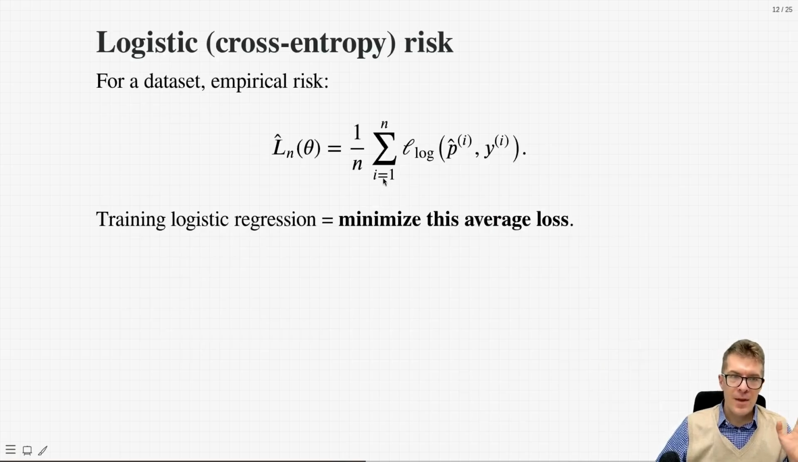Then remember the empirical risk, or the objective function, as we called it previously, for the entire data set, is the average loss over all of our data points. So we again take the average by summing over all of our n data points. We compute the loss for the prediction probability versus the truth, and then we divide by n to get the average. So training logistic regression is trying to minimize this average loss, right? And we want to be as close to the supposed truth as possible.